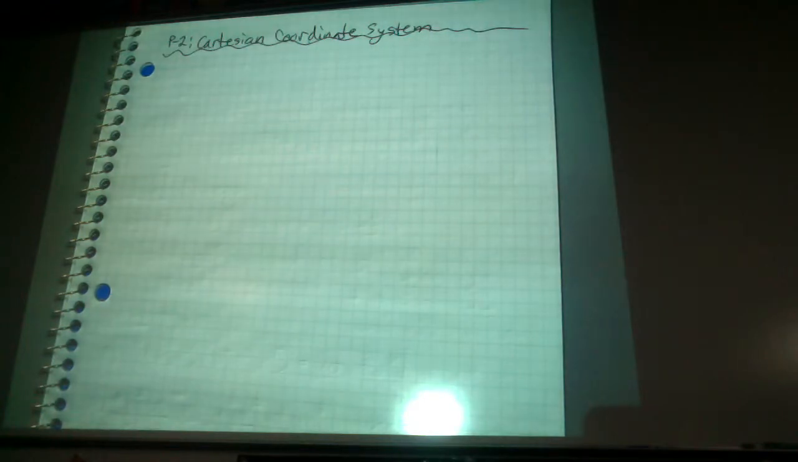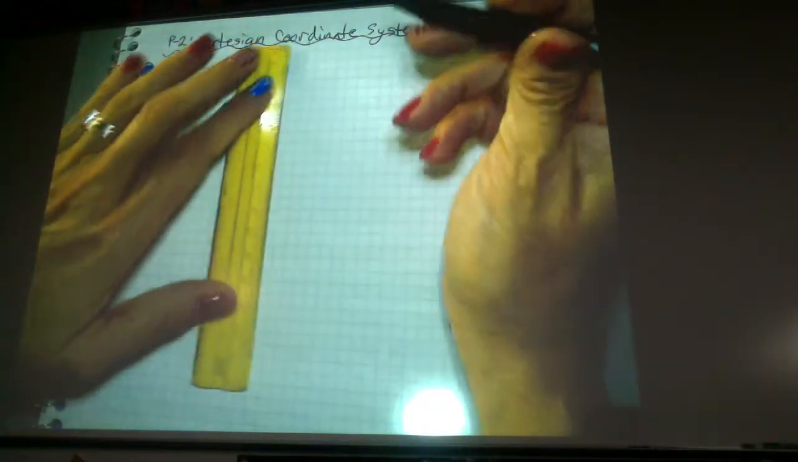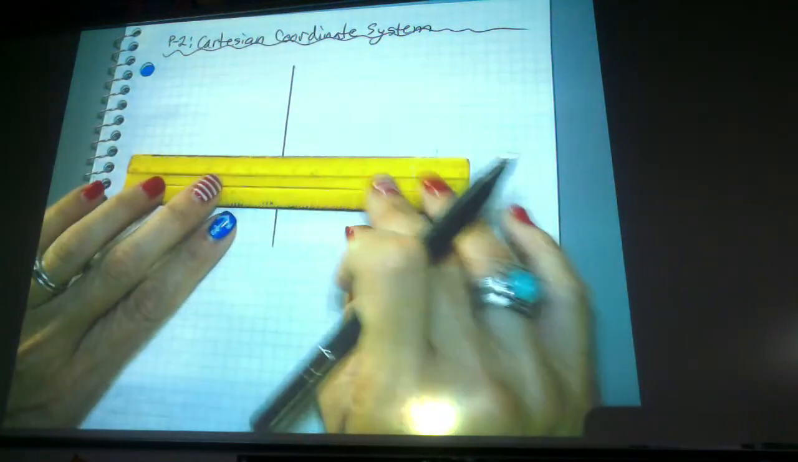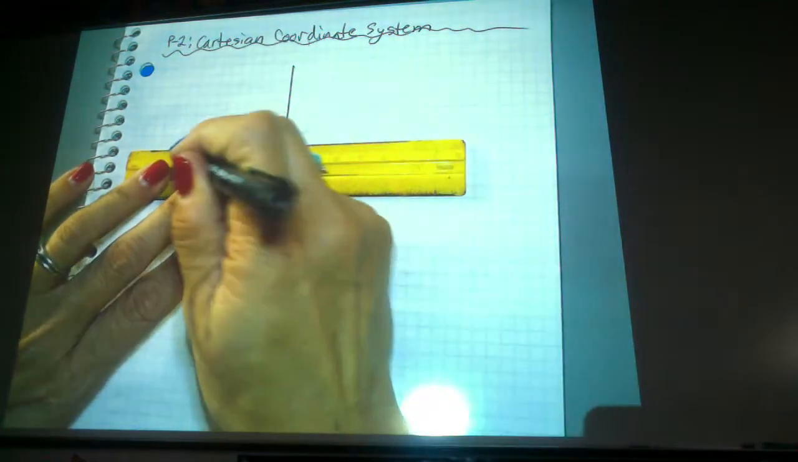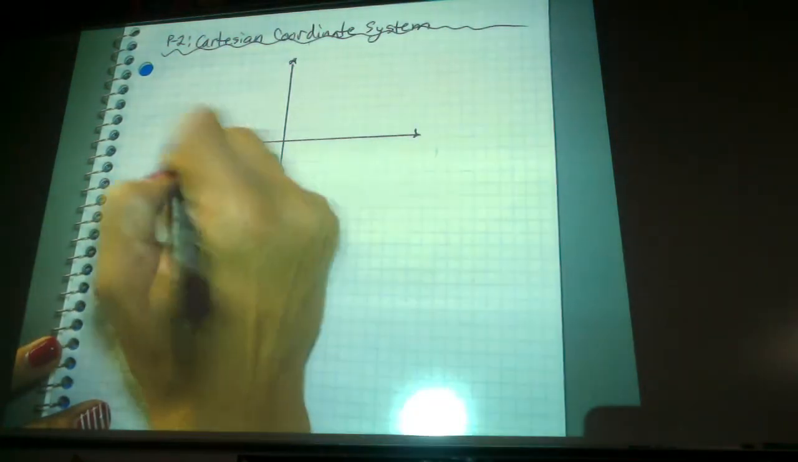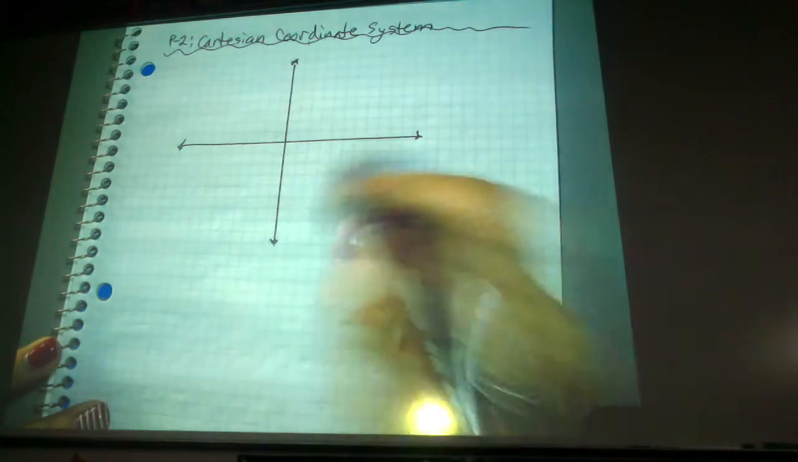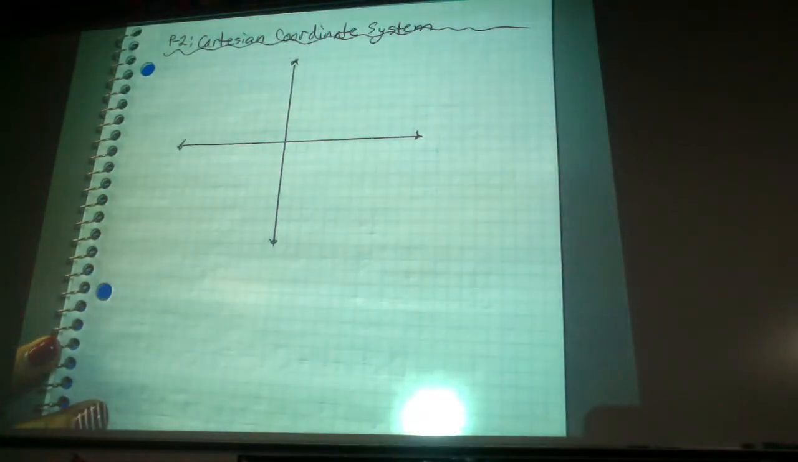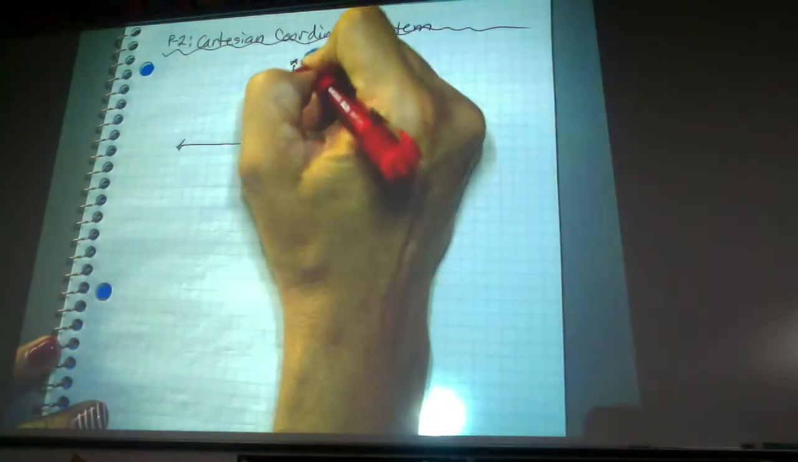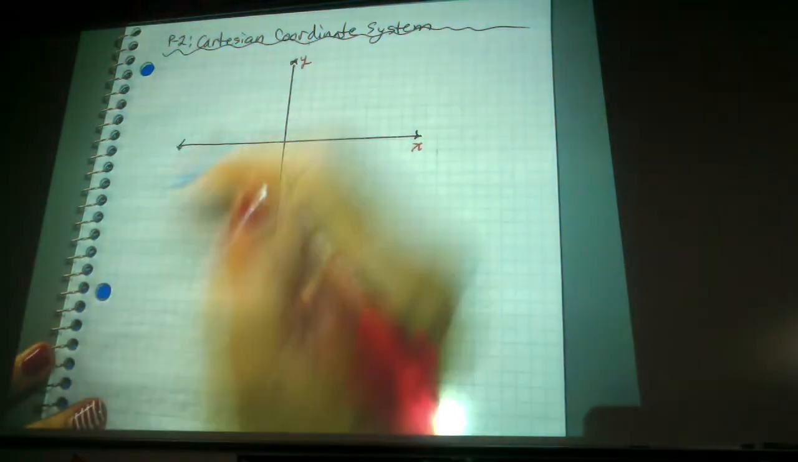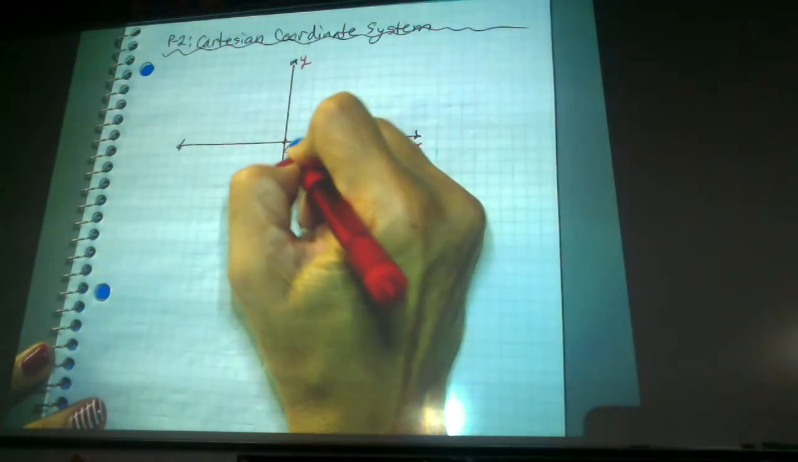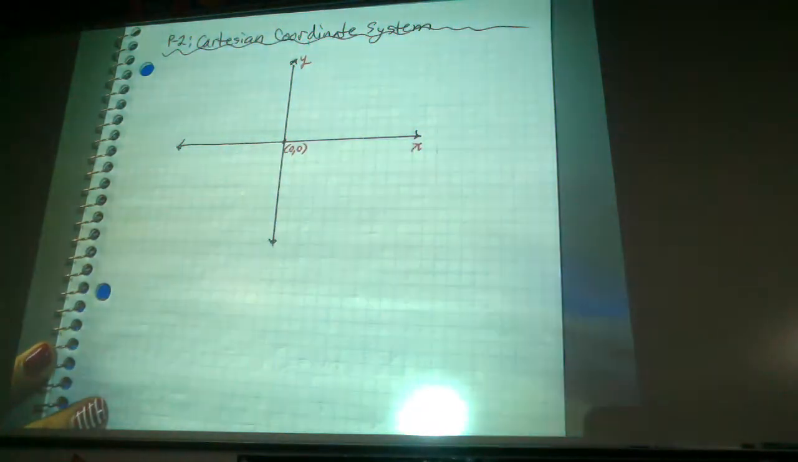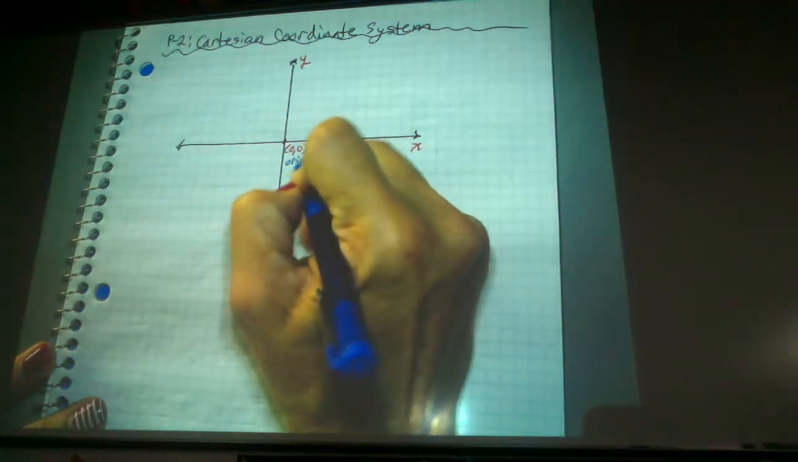I lost my big ruler. Okay. So let's just briefly talk about the coordinate graph. This is all stuff that you should know from Algebra 1, 2, and Algebra 3, 4. So your axes, this is your x-axis, this is your y-axis. This point right here is 0, 0, also known as the origin.